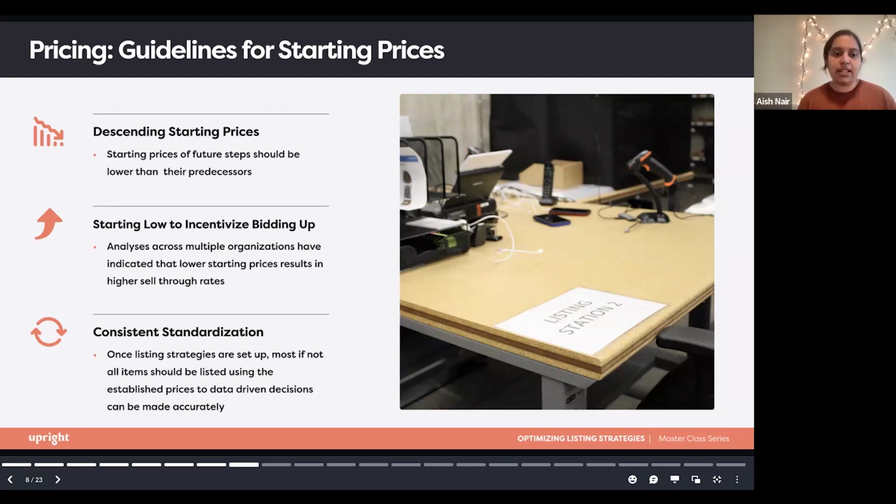And then lastly, probably the most important part about making these data-driven decisions for listing strategies is consistent standardization. Once a listing strategy is set up, you should be using it for 9 out of 10, if not more, of your items, because otherwise it's going to be really difficult for you to tell whether the information that you're gathering when those sales start to come in is accurate to whether or not that listing strategy functioned for you. So make sure your listers aren't changing duration or starting price or anything like that at listing. That should be a decision made prior to listing.